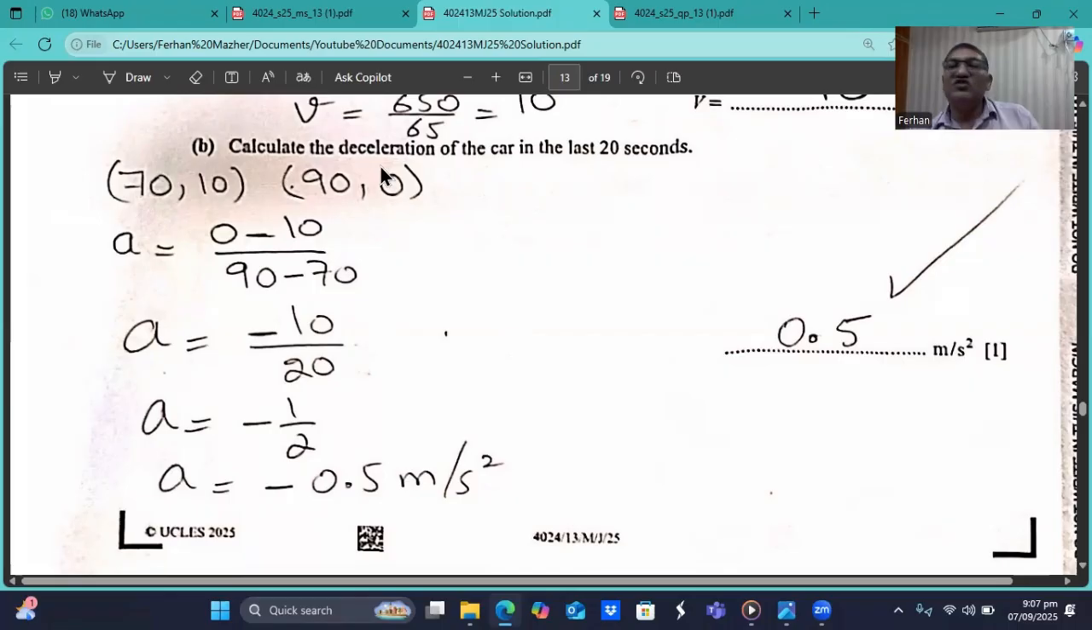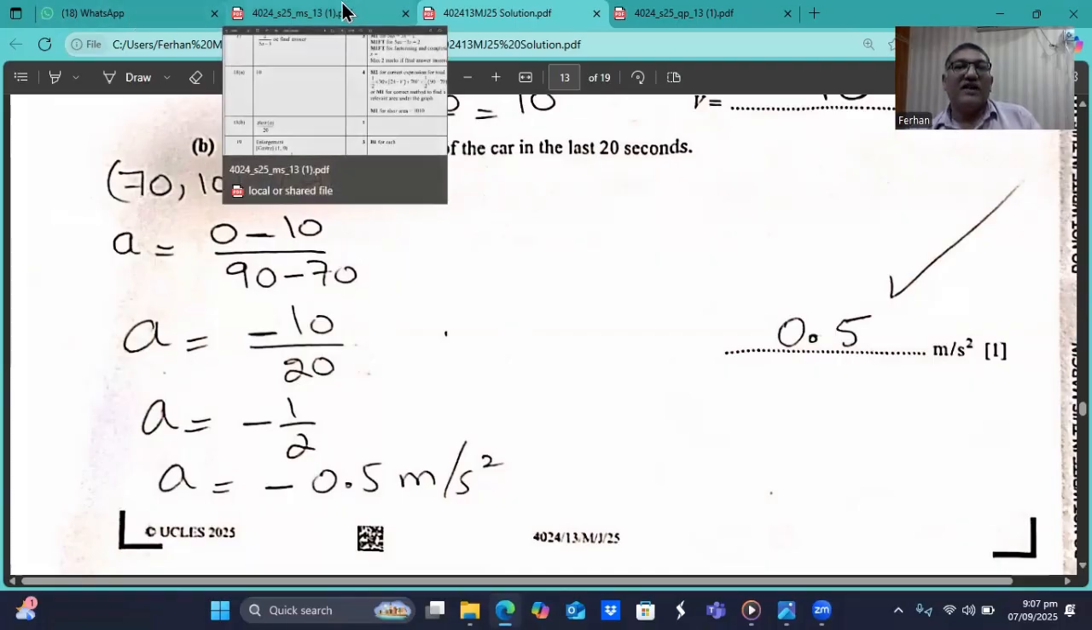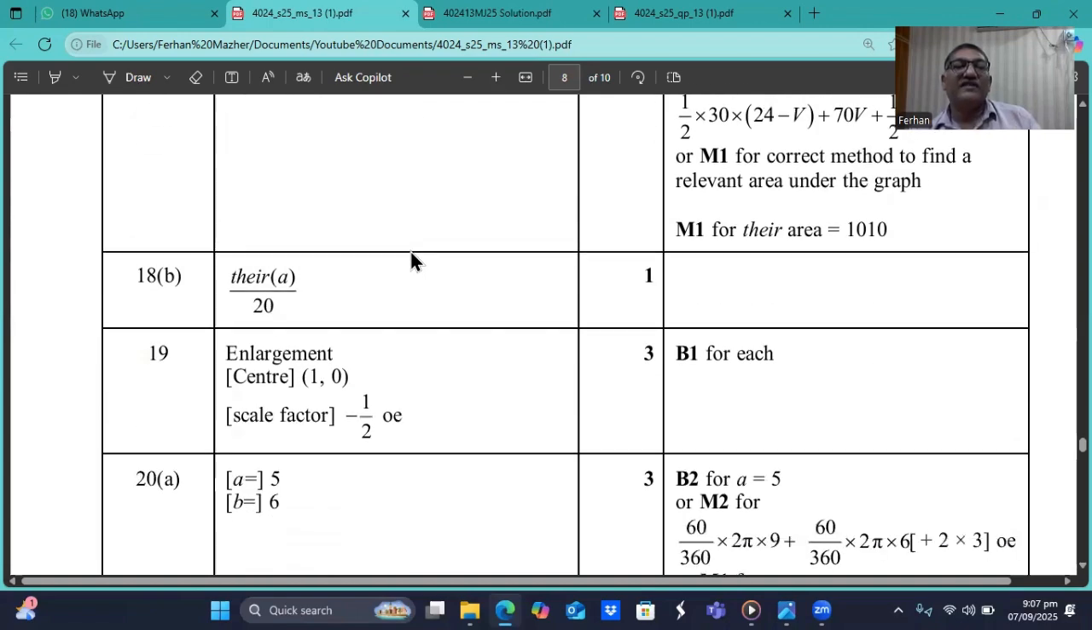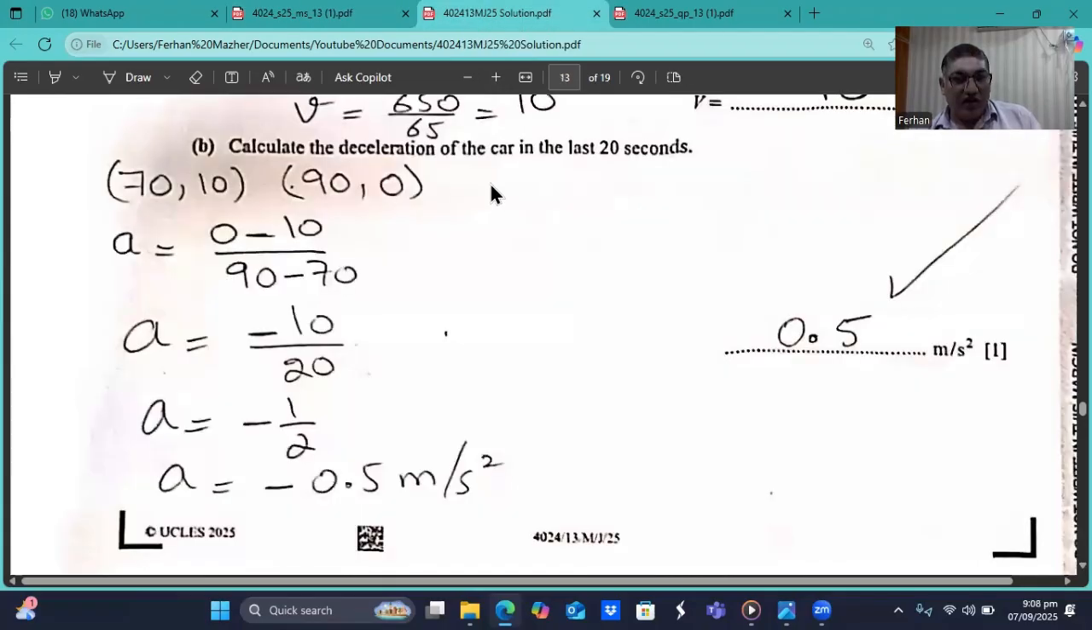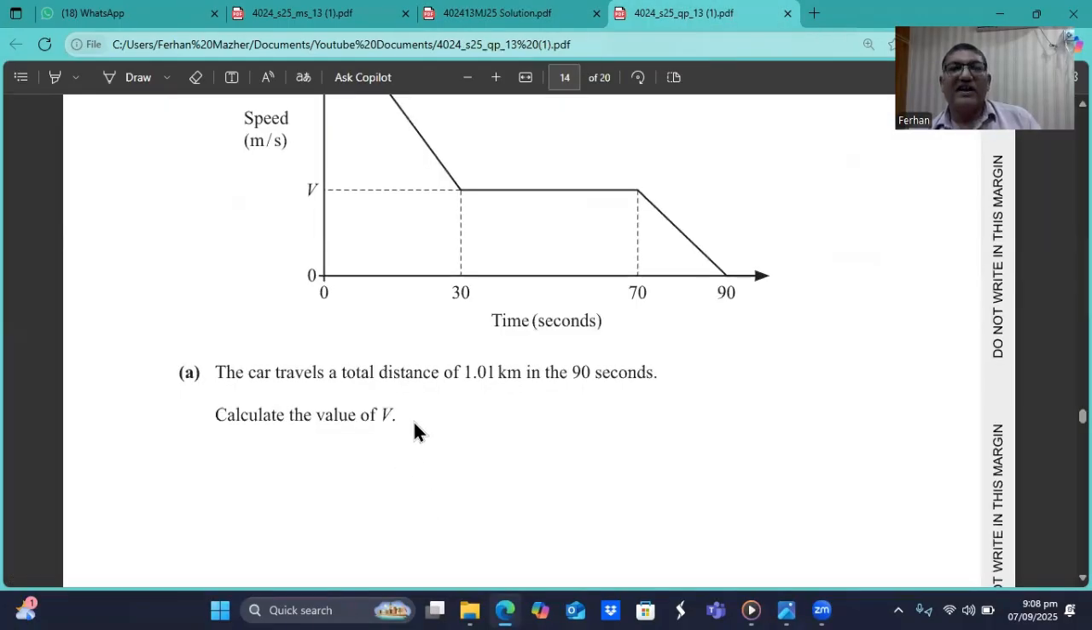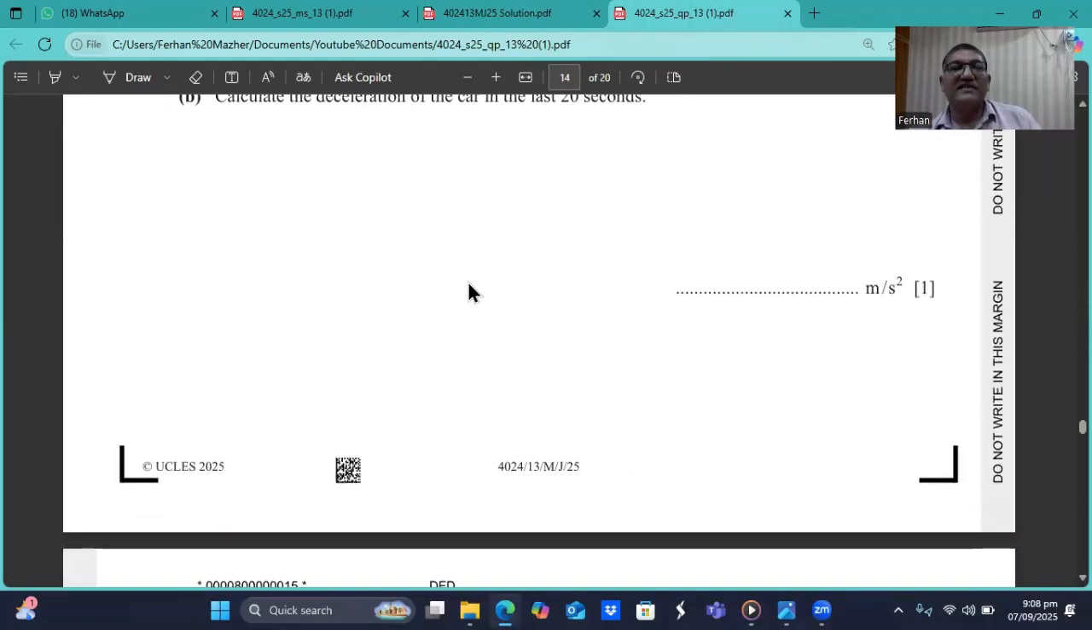Because he used the word deceleration, when I write my final answer, I don't need to write a negative with it. Deceleration means negative. So 0.5 meters per second squared. They said their answer is in the A divided by the 20. Okay. So our answer is right. I hope you understand this.